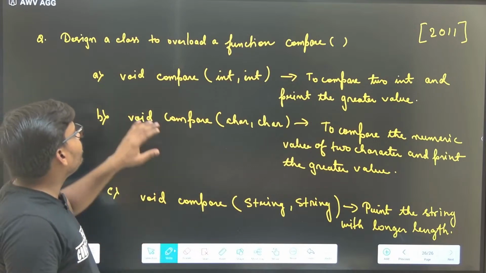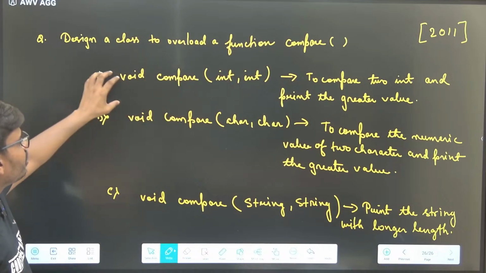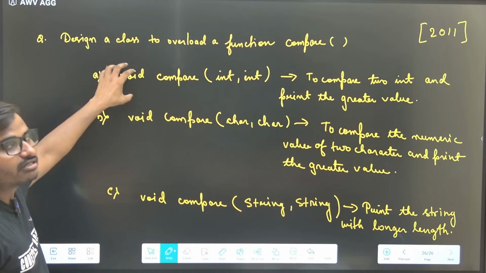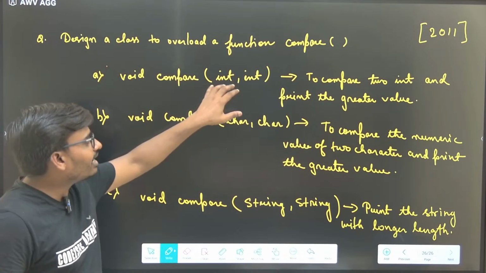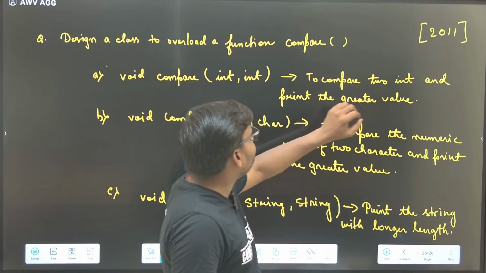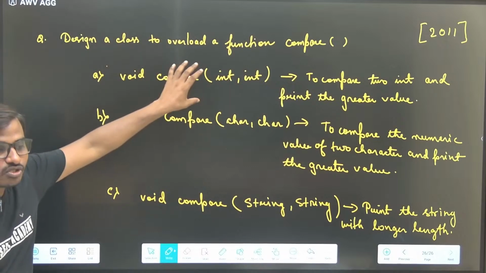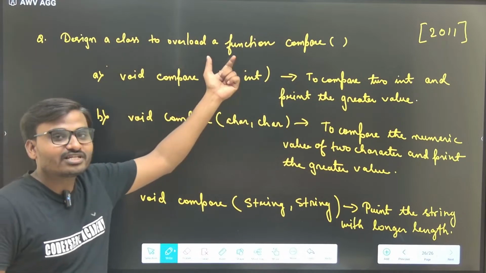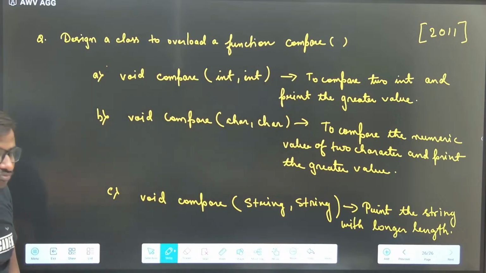Okay, so here you see, design a class to overload a function compare. Here you don't have to return anything. Since it is void, it accepts two int arguments. In this case, you have to compare the two integers and print the greater value. So whenever this function gets called, you have to check which one is greater, and print the greater value.